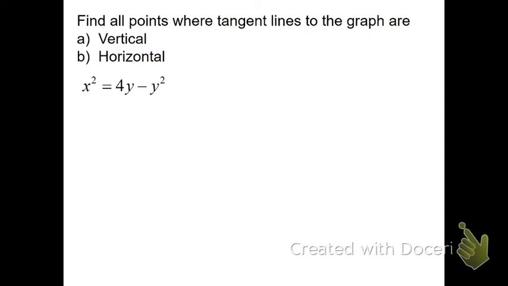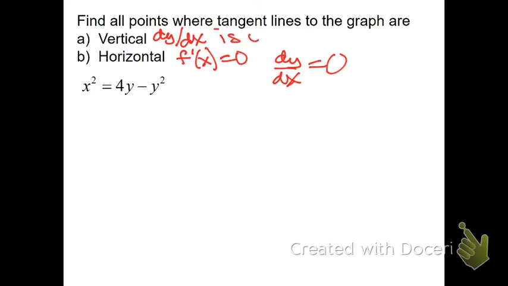Well, if I want to know where there's a horizontal tangent, that means I want to know where is there a slope of 0. Okay, this is a huge one on the AP exam. This means I'm looking for where the derivative is 0, but I just won't use that notation. I'm going to use dy/dx equals 0. Okay, vertical would be when the derivative is undefined. So vertical tangent is when the derivative is undefined, which basically means the denominator is 0. Horizontal tangent is when the derivative is 0, which is when the numerator is 0.